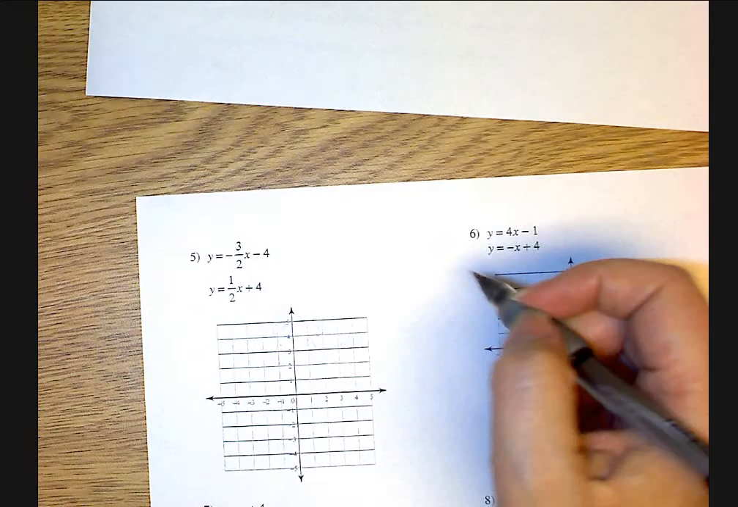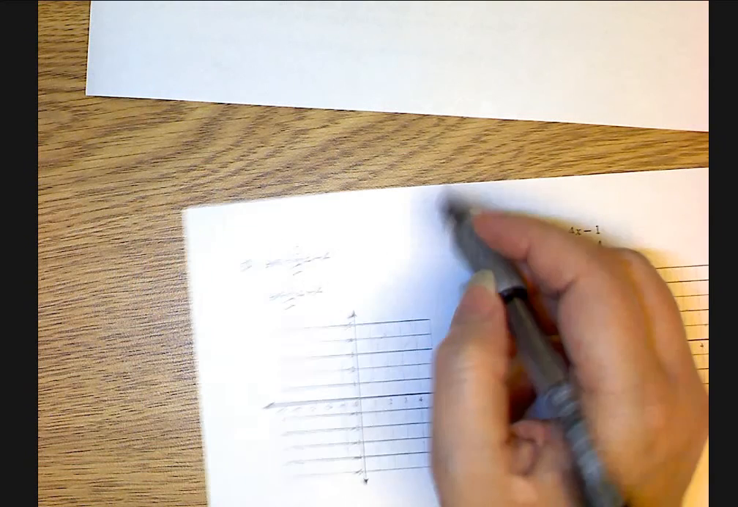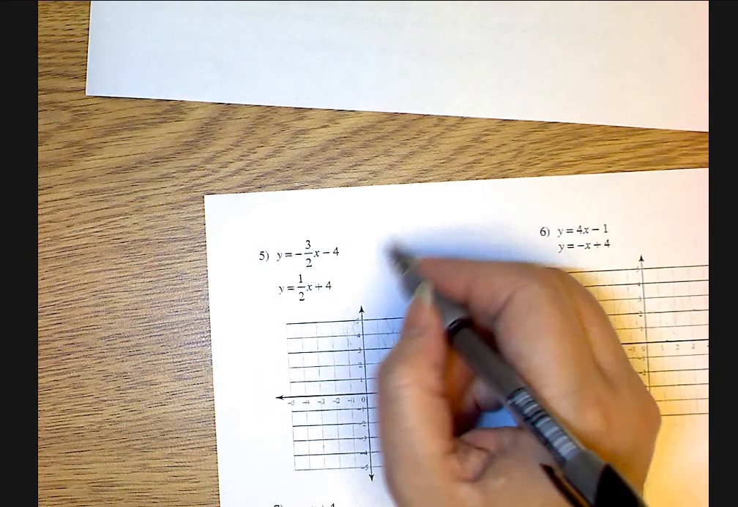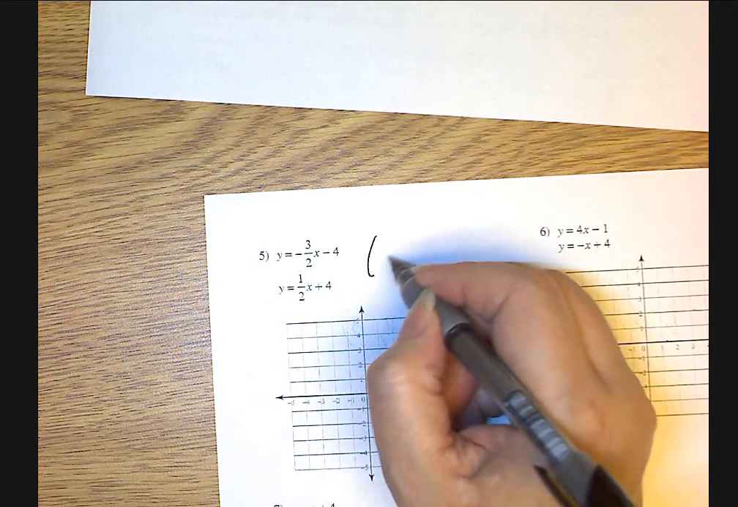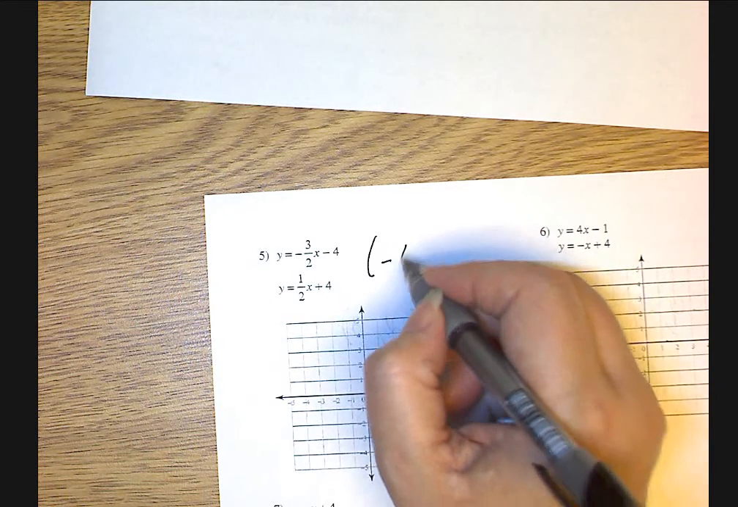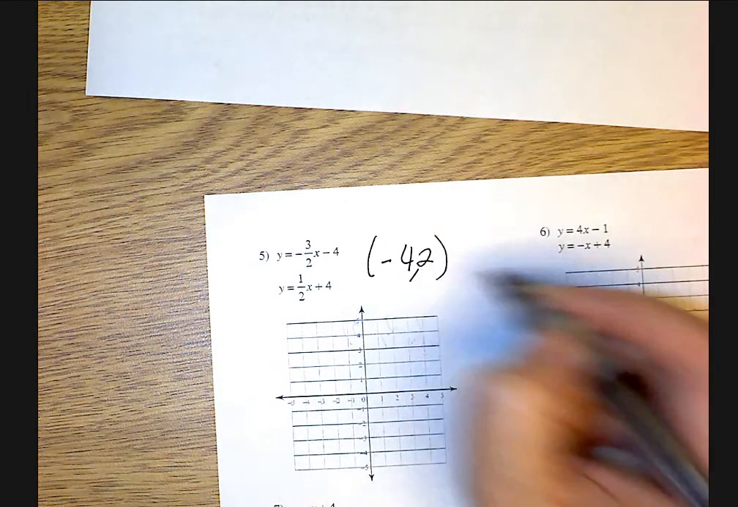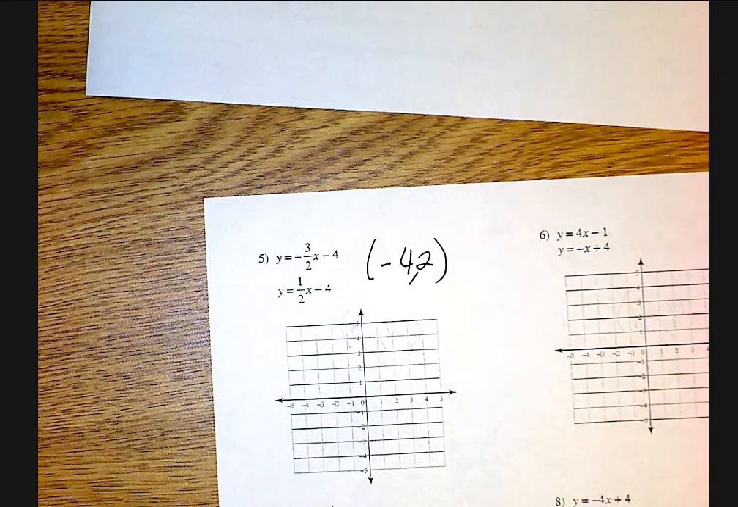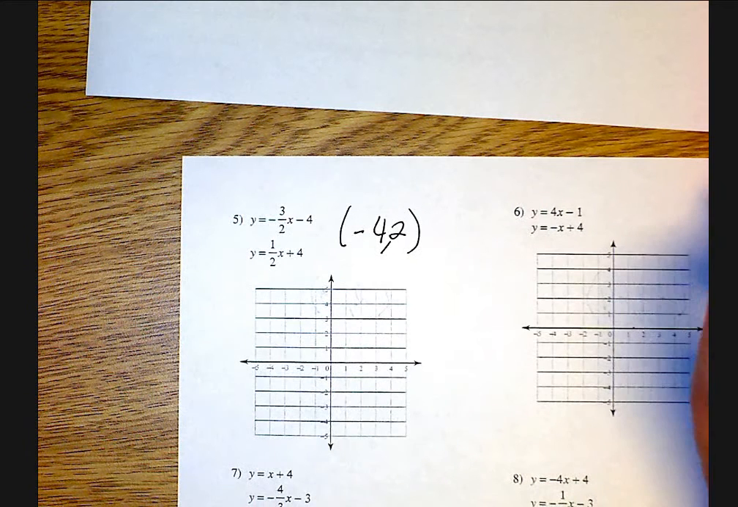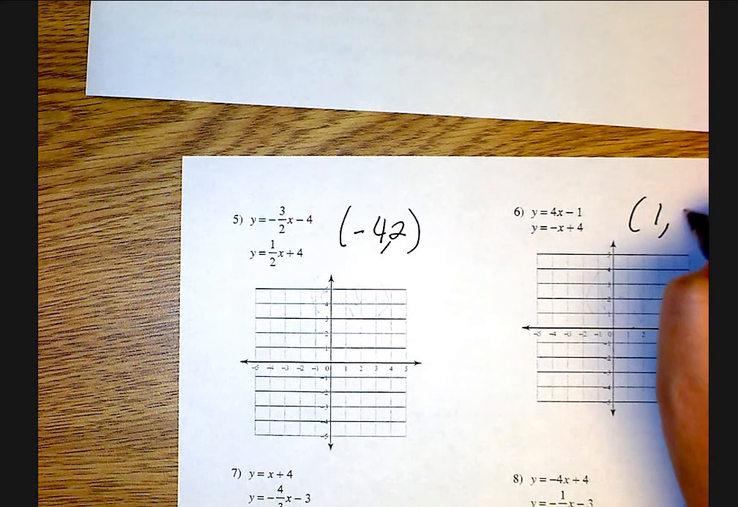Yep. I got -5, 2. All right, and -5, 2, I would accept. The real answer is -4, 2, but because we're graphing, we can be off a little bit. Dylan, what'd you get for 6? 1, 3.